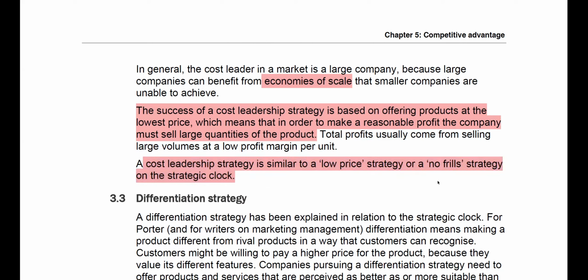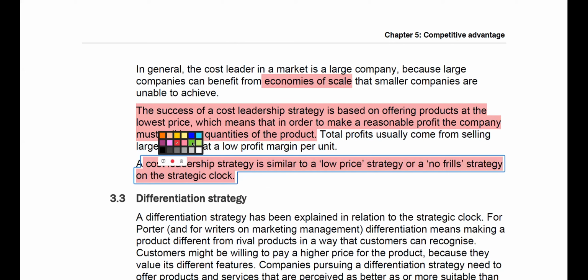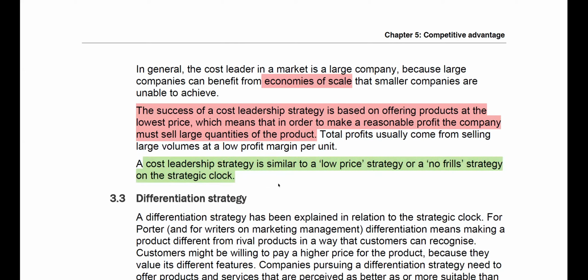So just write this one down. This is the only thing I need, because I see they are smart. They can tell you what is the relationship between the low price strategy, no-frills strategy, and the cost leadership strategy. Do you get it? So please put it down. Just write this statement down: a cost leadership strategy is similar to a low price strategy or a no-frills strategy on the strategy clock.